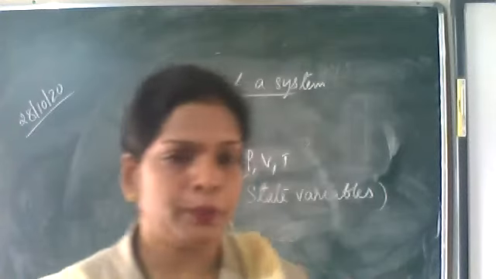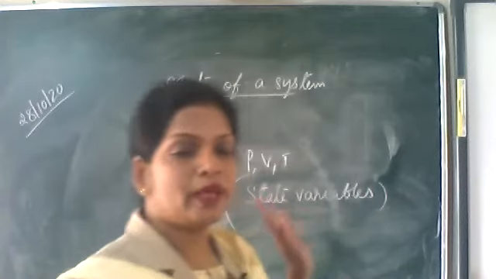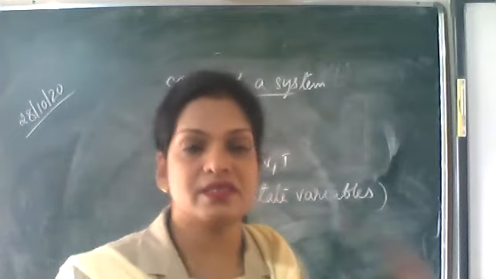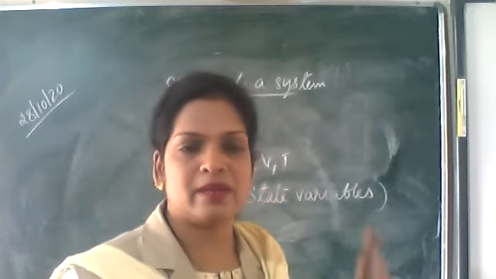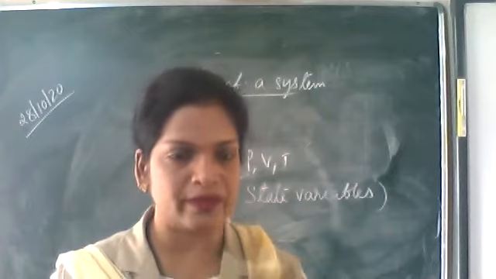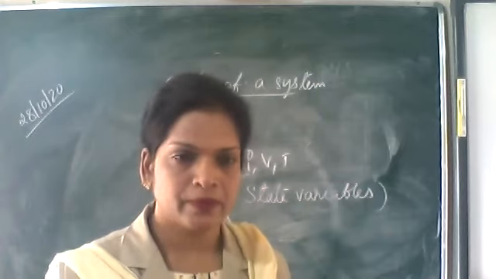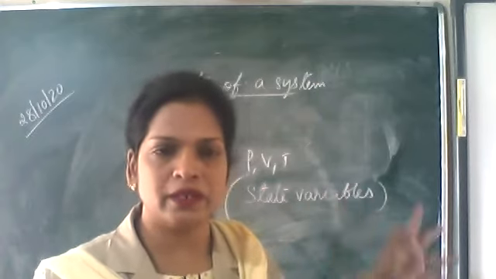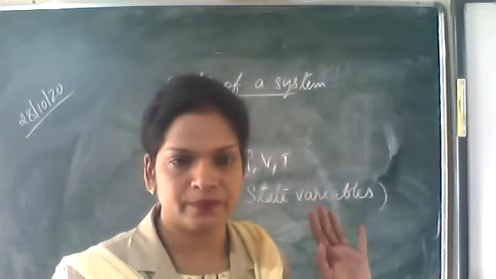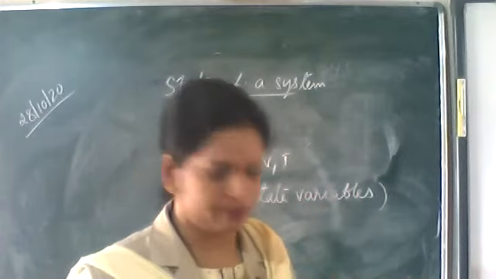So I told you P is a state variable, V is a state variable, T is a state variable. By these variables you can mention a system, you can define a system, and their values depend only on the initial value and final value. Suppose volume.